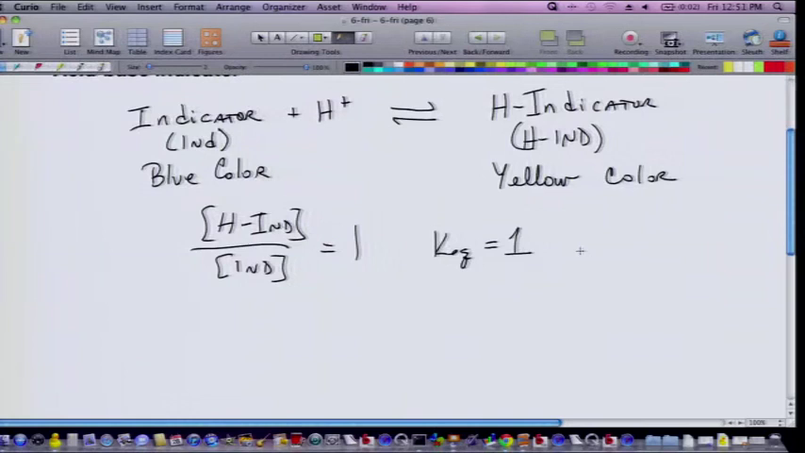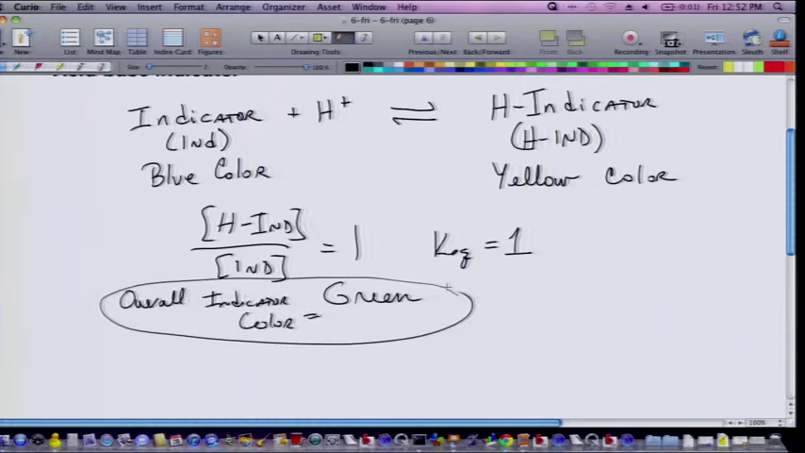And what would the color then be if we had an equal mixture of protonated indicator and unprotonated indicator? What color do you guys think it would be? I heard green, because you guys remember the Glad Ziploc, right? Yellow and blue makes green. That's why you have to be an artist. So yes, the overall indicator color is green. Now, in reality, no molecule by itself is green. It's that there's equal parts blue and equal parts yellow. And when we look at that by eye, we're integrating all those colors together with our eye, and it looks green, okay?